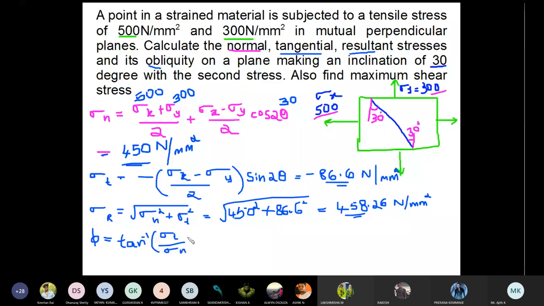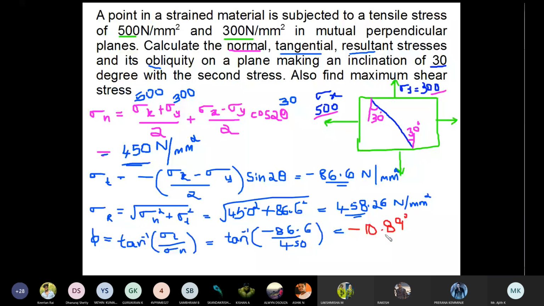While considering sigma t, you have to write minus 86.6. So that becomes tan inverse of minus 86.6 divided by 450. You will get the answer minus 10.89. The minus sign also you have to consider. Minus 86.6 divided by sigma n, which is 450, gives minus 10.89 degrees. So what is the meaning of inclination being negative?